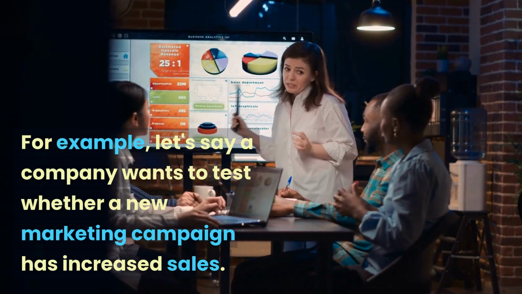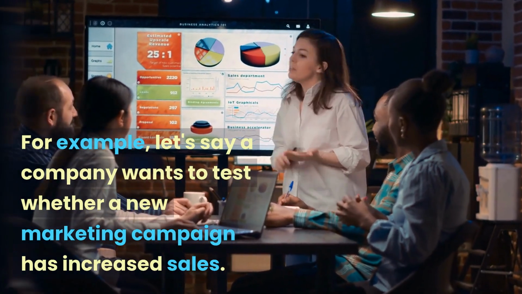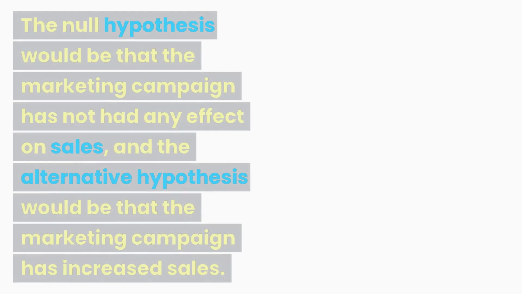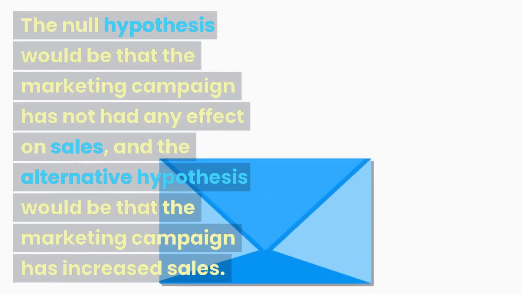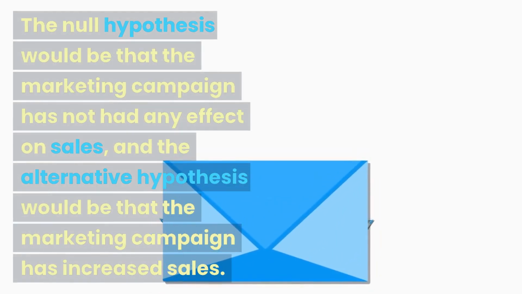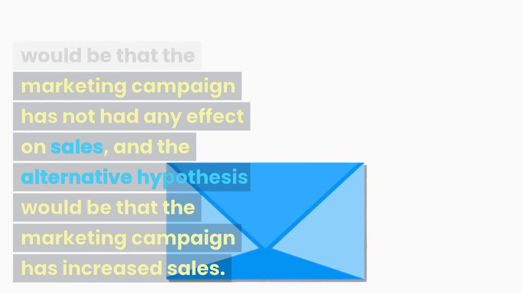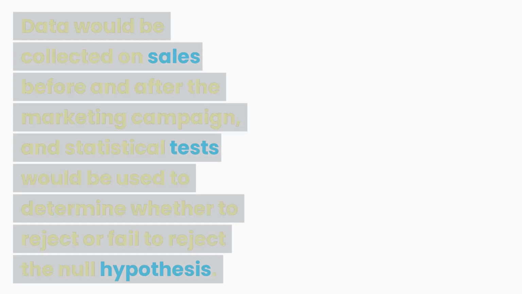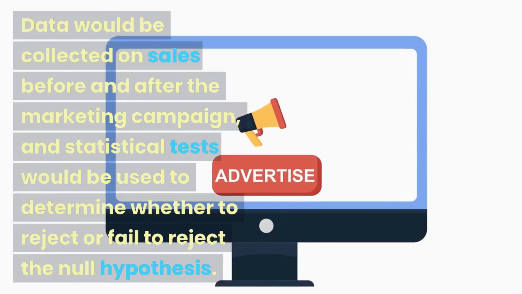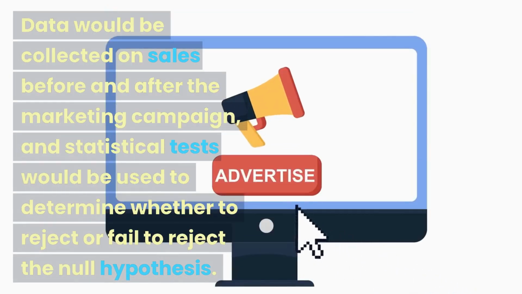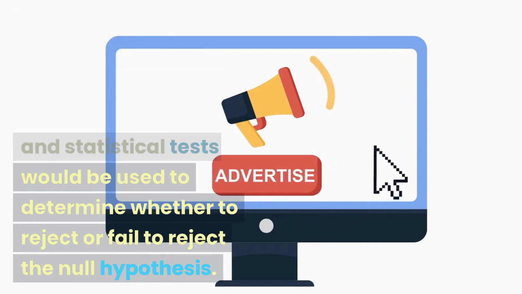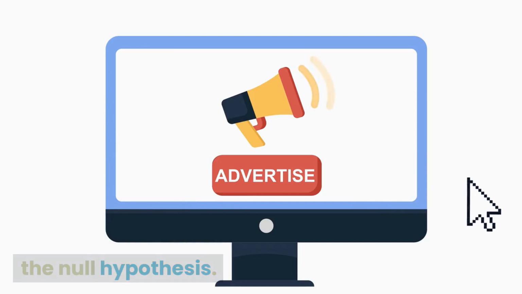For example, let's say a company wants to test whether a new marketing campaign has increased sales. The null hypothesis would be that the marketing campaign has not had any effect on sales, and the alternative hypothesis would be that the marketing campaign has increased sales. Data would be collected on sales before and after the marketing campaign, and statistical tests would be used to determine whether to reject or fail to reject the null hypothesis.